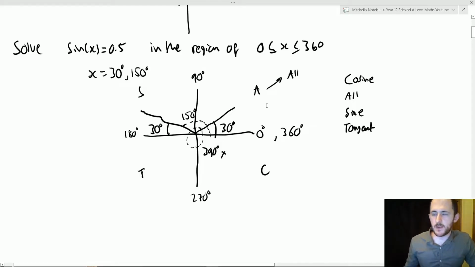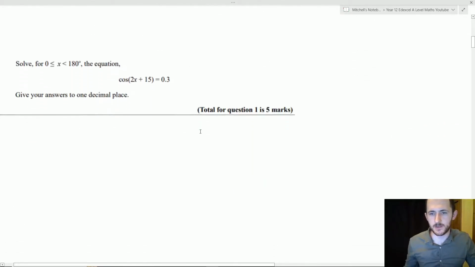Okay. So hopefully that was okay as an introduction. I know it's quite overwhelming, but I believe that through practice and a good explanation, anyone can learn to use the cast diagram, and it becomes very, very useful indeed. So again, that was just a basic example. Let's go on to these questions.